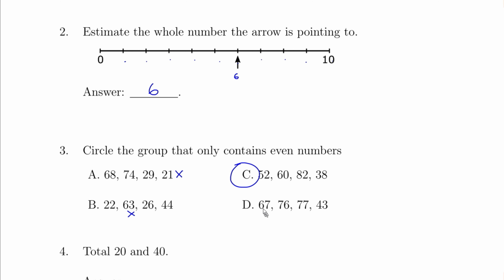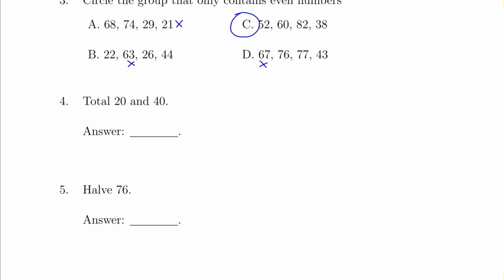What about this one? I spotted this, and obviously it's not an even number. Okay, now question 4. Total 20 and 40. 20 add 40, it's obviously very easy. And then now half 76. There are some ways to halve it. You can halve 6 first, you get 3, and then you halve 70, you get 35. So you get altogether 3 and 35, it's 38. You can do this, that's okay.